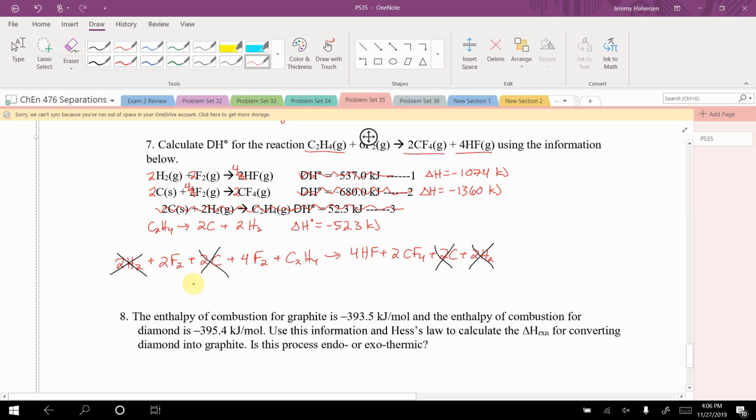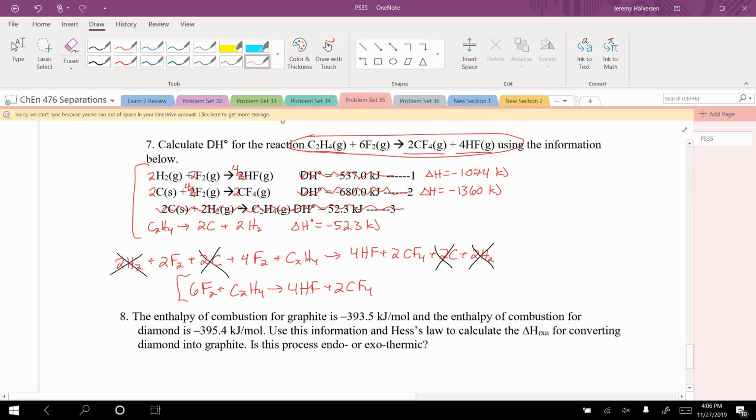These F's can combine, and I get 6F2 plus C2H4 goes to 4HF plus 2CF4. And you should notice that is my original reaction that I'm trying to get to. So I've confirmed that these 3 reactions add up to this reaction.